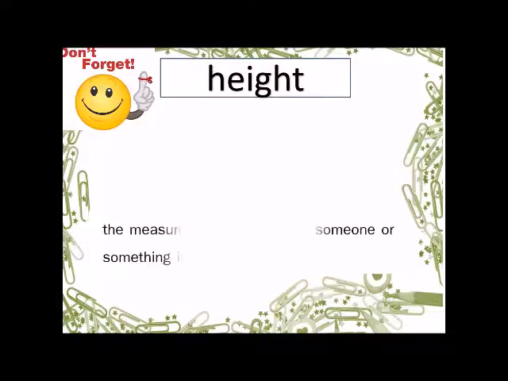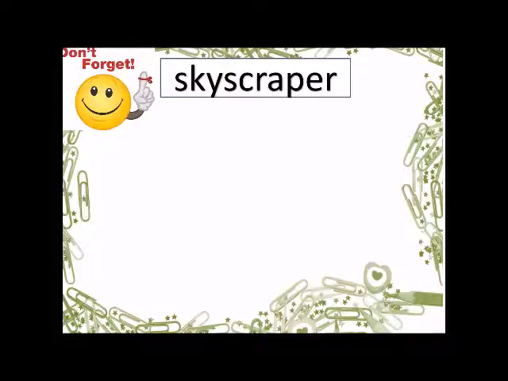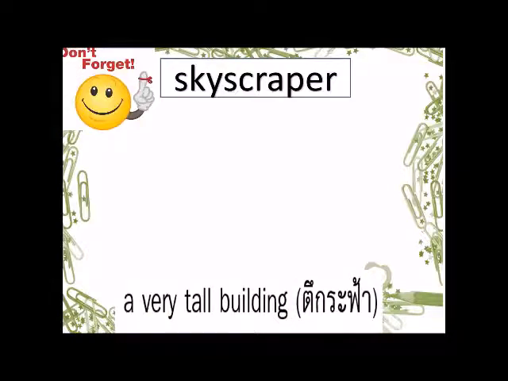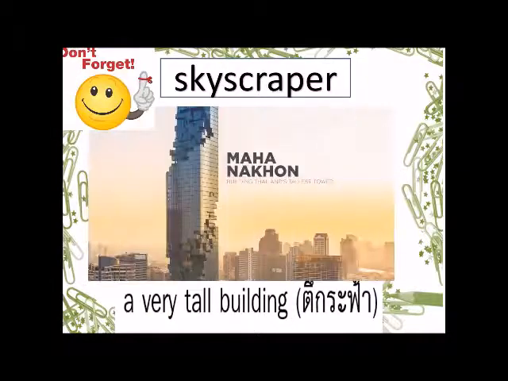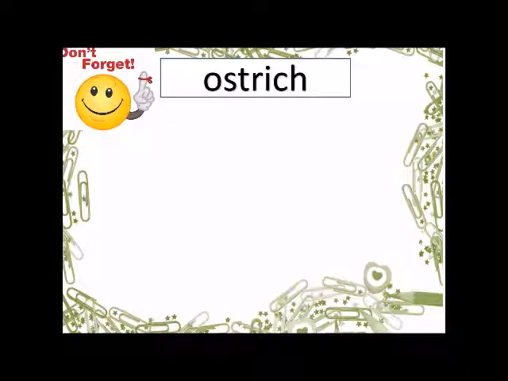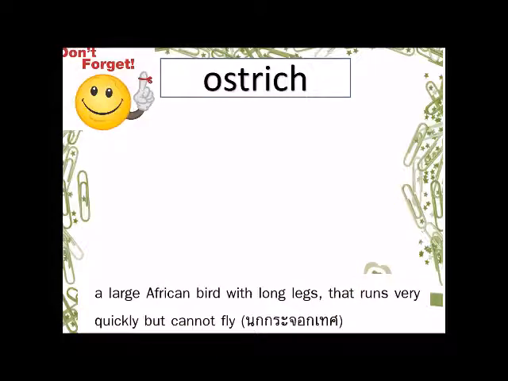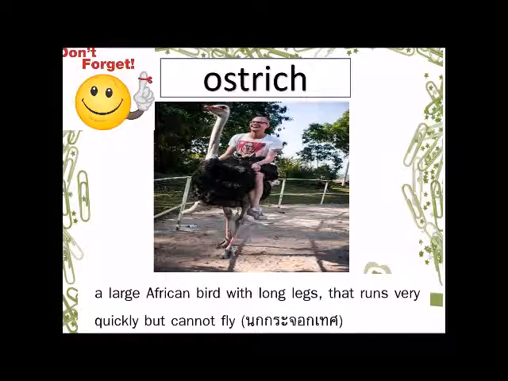Next, height. The measurement of how tall someone or something is. Next, skyscraper. A very tall building, like this one. Next, ostrich. A large African bird with long legs that runs very quickly but cannot fly, like this one.